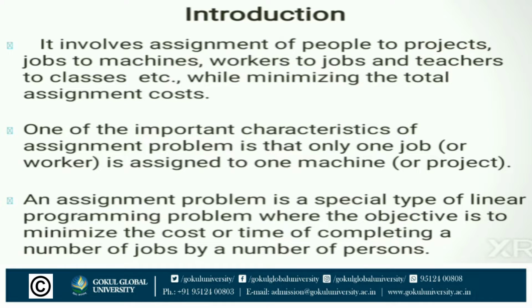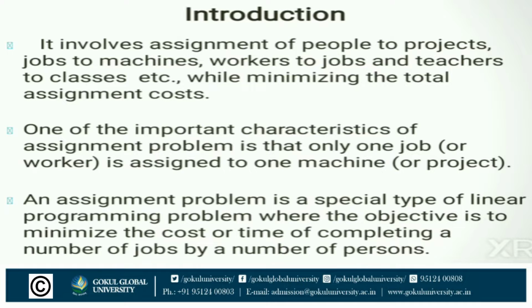Introduction. It involves the assignment of people to projects, jobs to machines, workers to jobs and teachers to classes, and many other kinds of assignment, while minimizing the total assignment cost. One of the most important characteristics of an assignment problem is that only one job or one worker is assigned to one machine or one project. So a particular person has a particular job and a particular worker has a particular project.